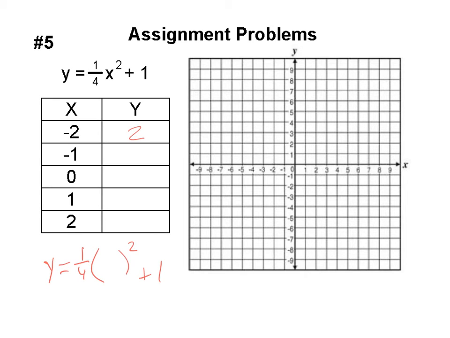Putting a -1 in here this time. -1 squared is +1, right? -1 times -1 times 1/4. Well, anything times 1 is just itself, so 1/4 plus 1. So we get 1 and 1/4, don't we?